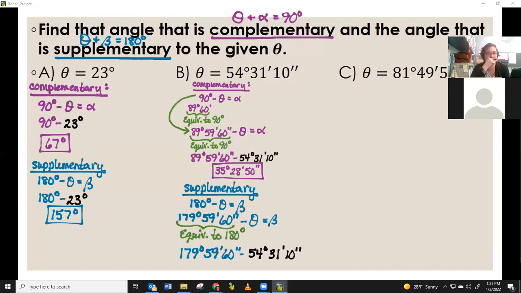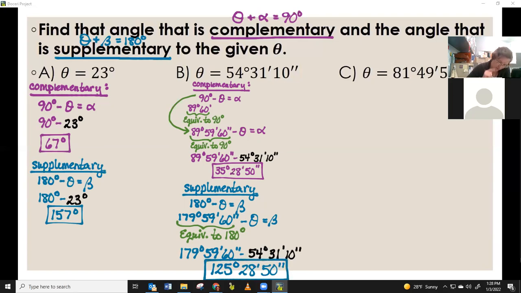Close, Brendan. Very, very close. There you go. Yes, perfect. It's going to be 90 degrees bigger than our complementary angle, so the minutes and seconds are going to stay the same. This is going to be 125 degrees, 28 minutes, 50 seconds. Beautiful.